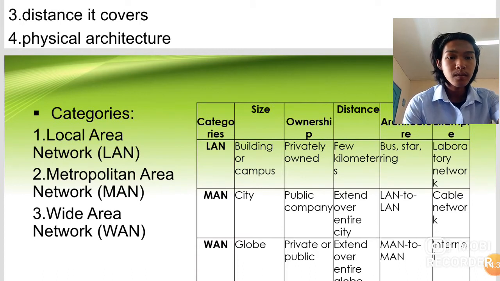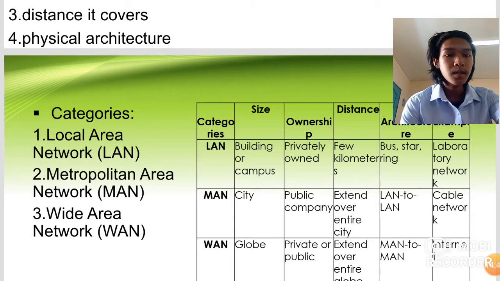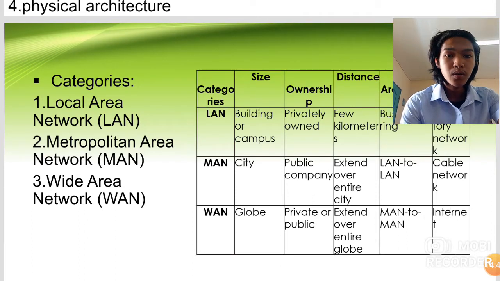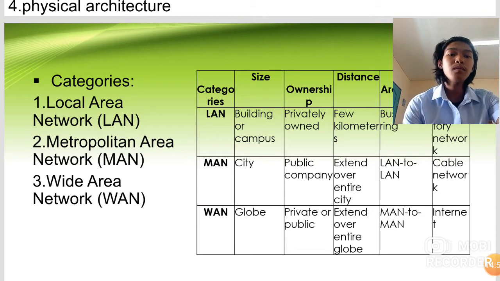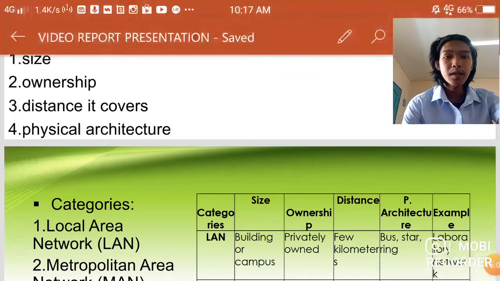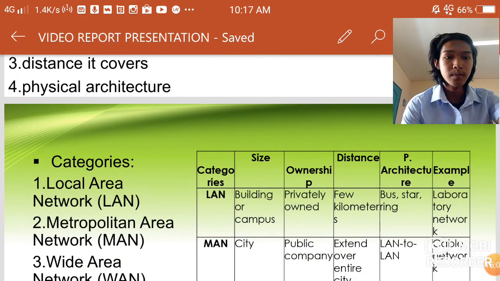Yung MAN naman, city, public company, extended over entire LAN-to-LAN cable network. Yung WAN naman, globe, private or public, extend over entire globe, man-to-man internet. Ito naman, dito sa categories na ito, magkakaiba sila ng categories ng LAN, MAN, or WAN. Magkakaiba sila ng categories dito sa table.